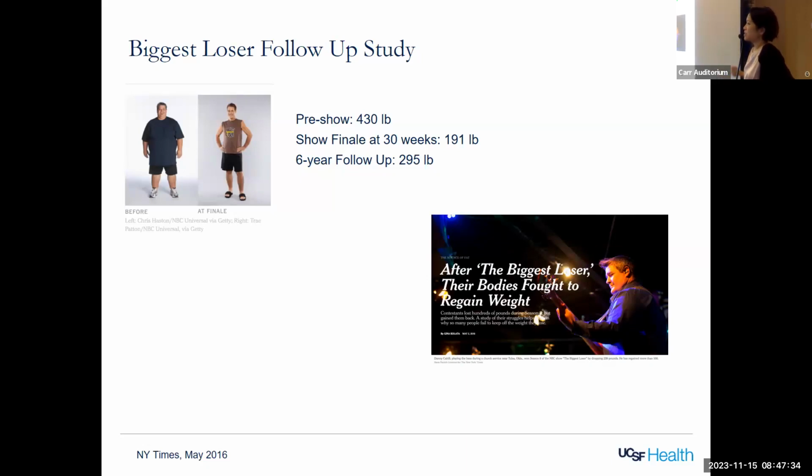And there was a research study that looked at all of the winners of The Biggest Loser. So the winner of The Biggest Loser lost the most weight. This is one winner. He was 430 pounds before the show. At the finale of the show, 30 weeks, he was down to 191 pounds. And this was a follow-up study. So at 6 years follow-up for him, he was up to 295 pounds.